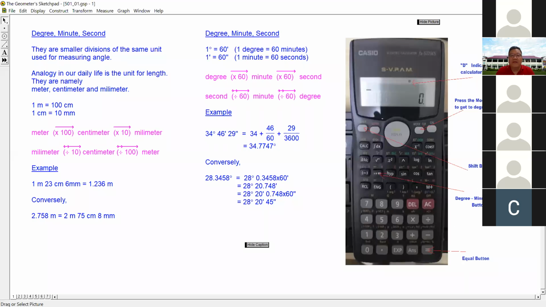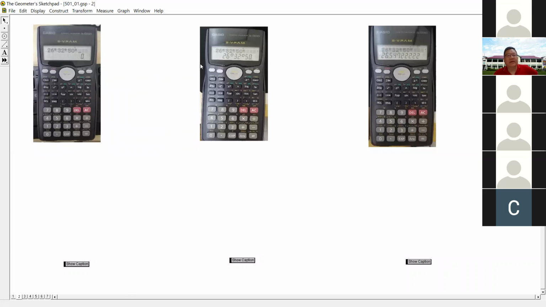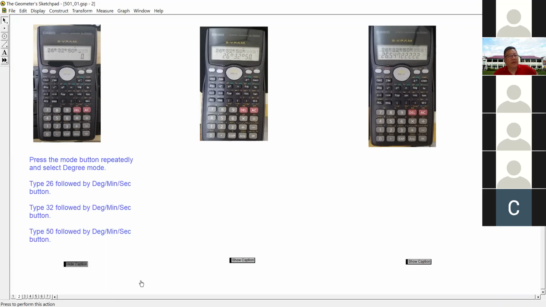So for any one of you using other models, I cannot show you because I don't have the calculator. I don't have that many calculators also, right? So you remember all this, right? Now I'm going to show you how to use it, right? Now let's say, for example, I want to type in 26 degrees 32 minutes 50 seconds. How to type this, right? So I'm going to type it this way.